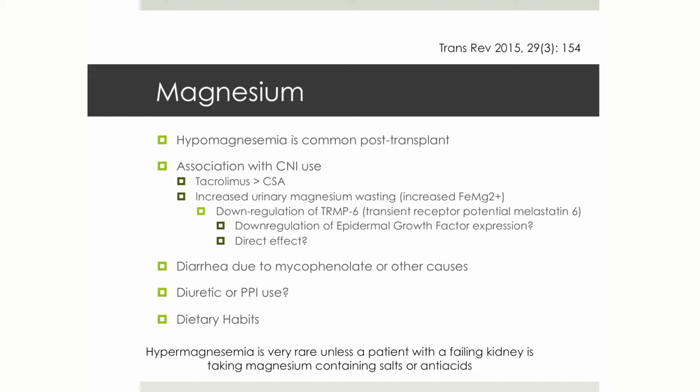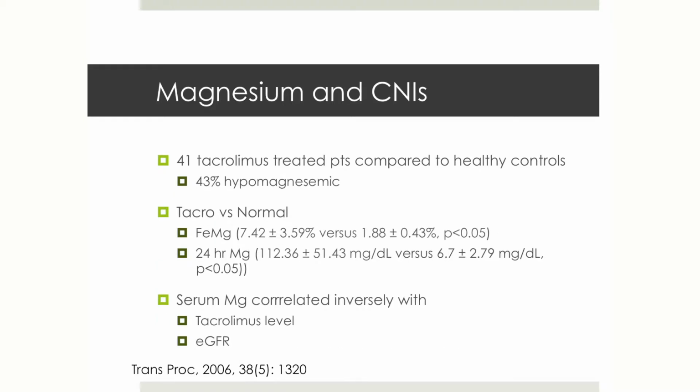I'm not even going to talk about it unless the patient has a failing kidney and is taking some sort of magnesium-containing antacid. So in terms of calcineurin inhibitors, 41 tacrolimus-treated patients were compared to healthy controls, and they showed that 43% of them were hypomagnesemic. And when they looked at their fractional excretion of magnesium, again, this is a measurement of how much magnesium is being wasted in the urine, so to speak, it was significantly higher than a normal control.